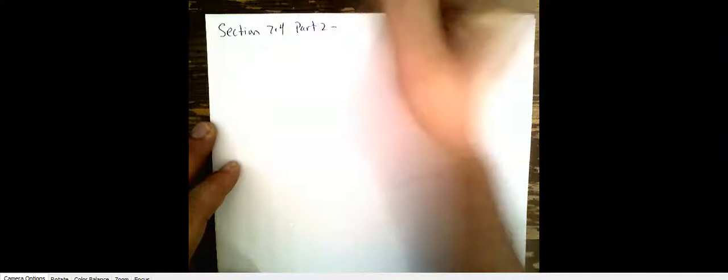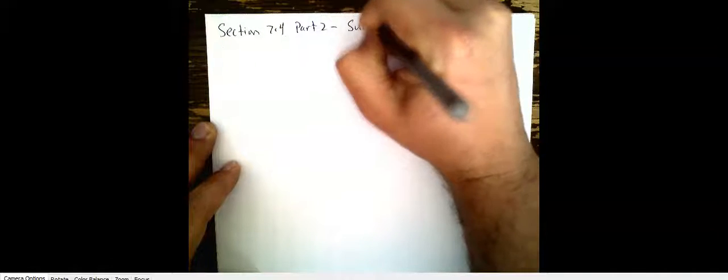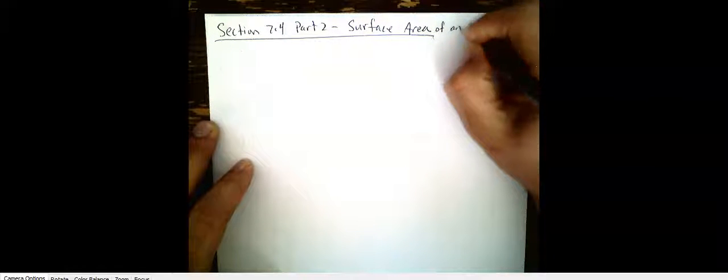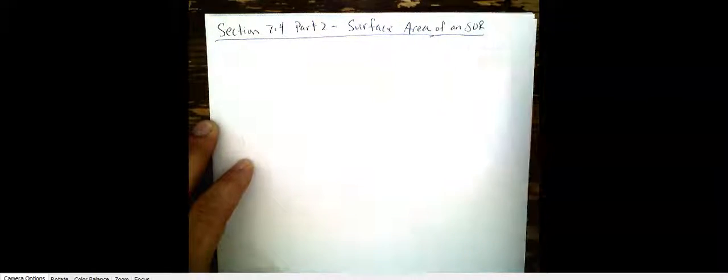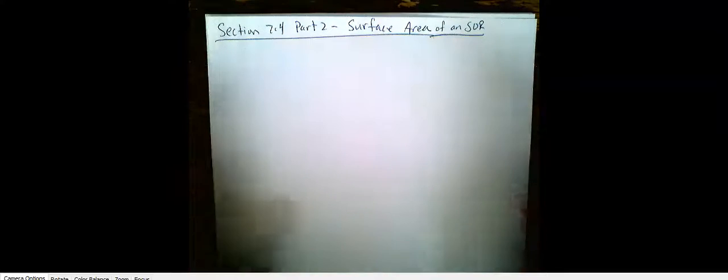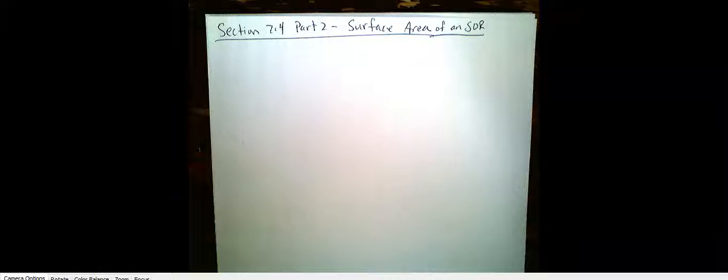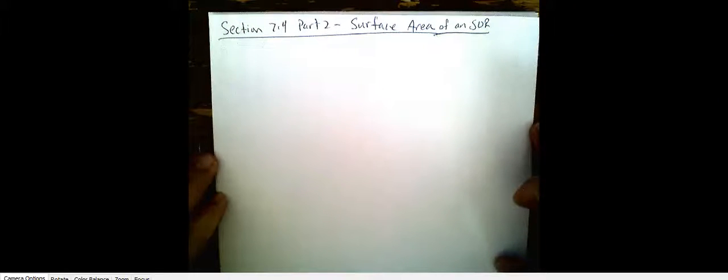Hey everybody, today we're going to go over section 7.4, the second half, so part 2. This deals with the surface area of a solid of revolution. As we saw before, spring break, we were calculating the volume of these solids. Today we're going to talk about how to calculate the surface area of these solids, okay?